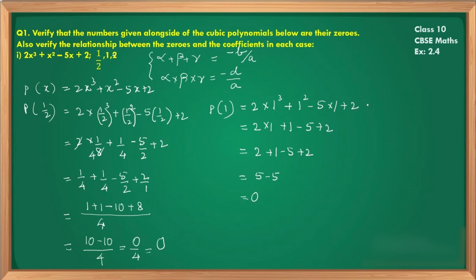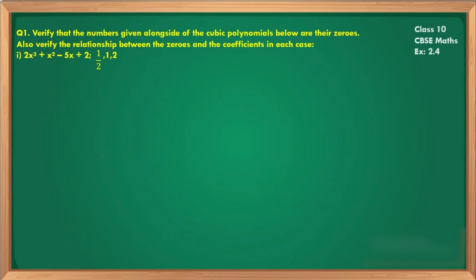Now the third one is p of minus 2. We'll go to the next page. Now we are going to use the value of minus 2 for this polynomial. We put p of minus 2 is equal to 2 into (minus 2) whole cube plus (minus 2) square minus 5 into (minus 2) plus 2.